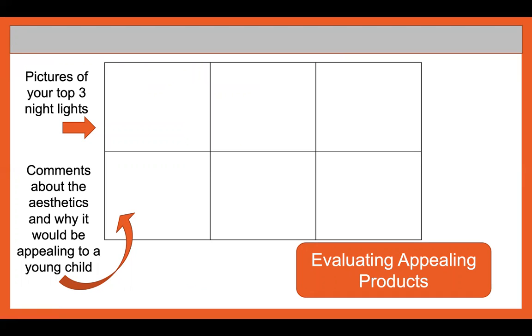For example, you may have seen a butterfly nightlight. How is that appealing to a young child? It may be appealing because it doesn't have a bright glow. It may be appealing because it's colorful. So you really need to have a good look out there, see what kind of night lights there are. You're going to draw 3 pictures and then comment about the night lights and say what you find appealing about them.